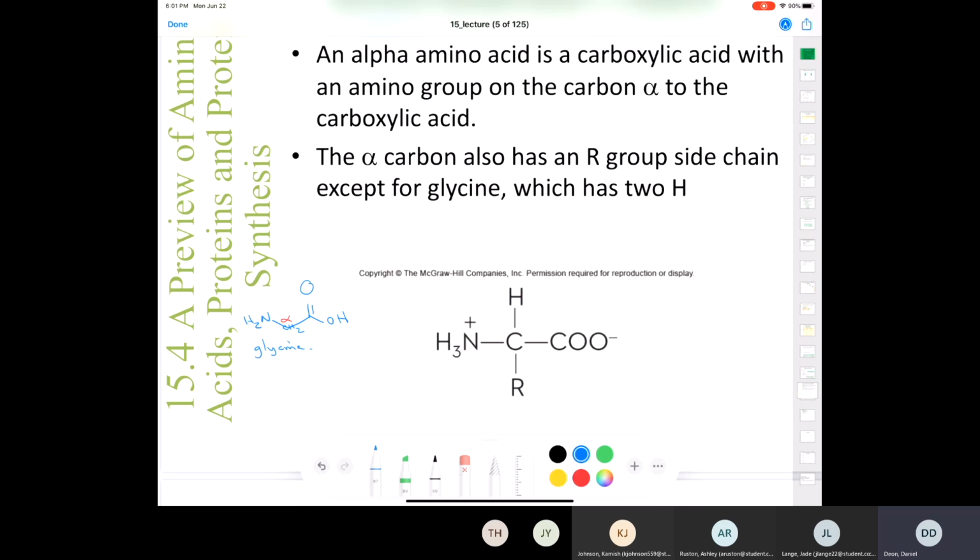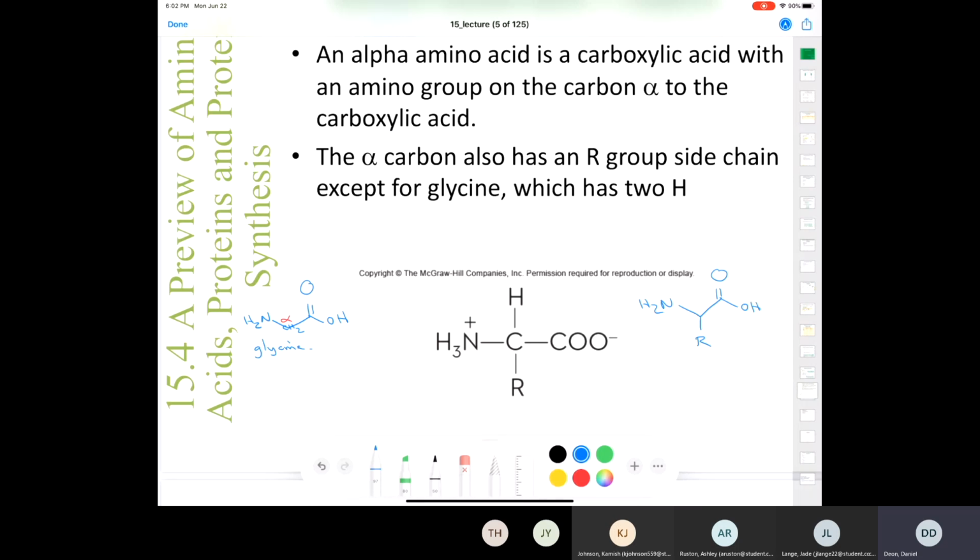But if I have an amino acid that looks something like this, I'm going to draw the same thing. The only difference is I'm going to have 1 hydrogen and 1 R group. And if that R group is a methyl group, that's called alanine. If it's an isopropyl group, it's called valine. If it's a benzyl group, it's called phenylalanine. If it's a CH2 with an aromatic ring and an alcohol, then it's called tyrosine. Anyhow, you don't have to have the amino acids memorized at all.